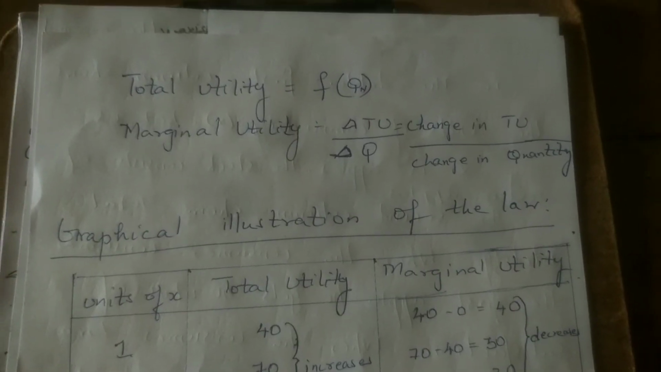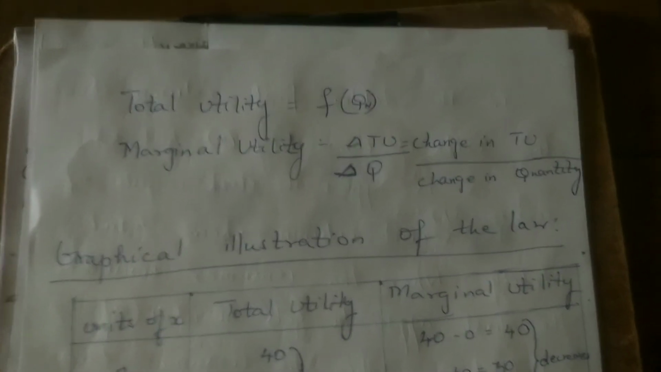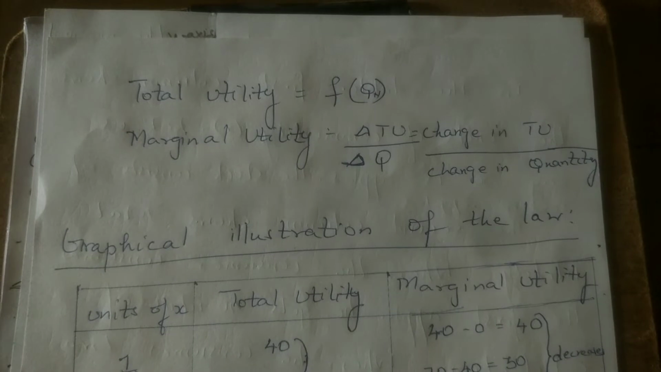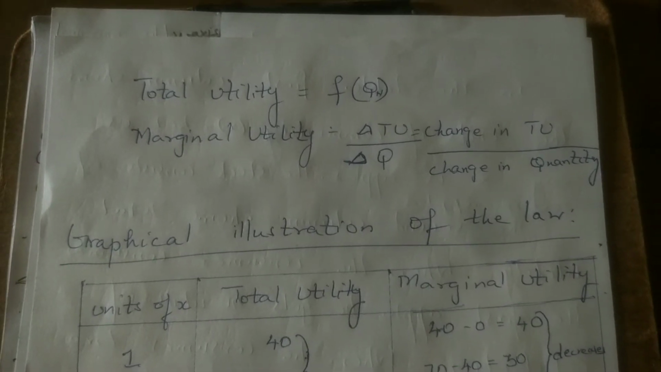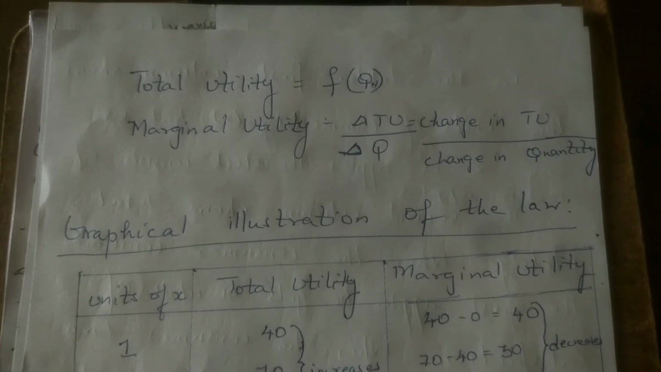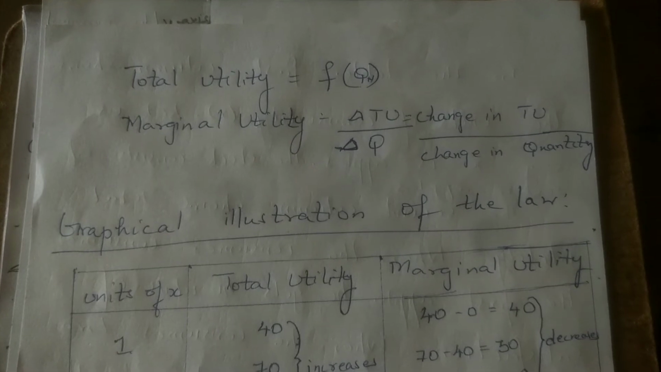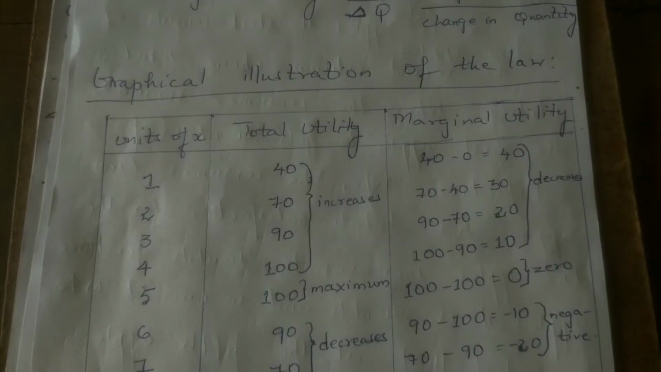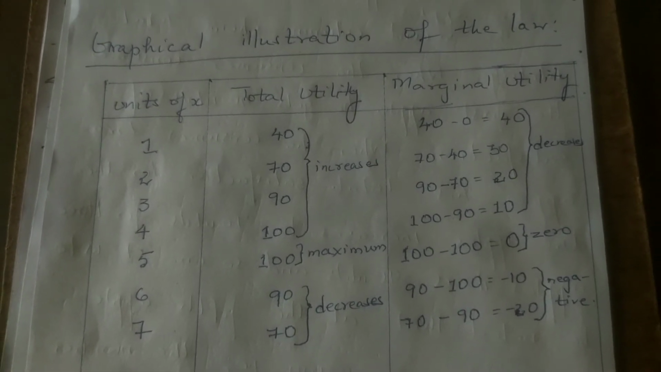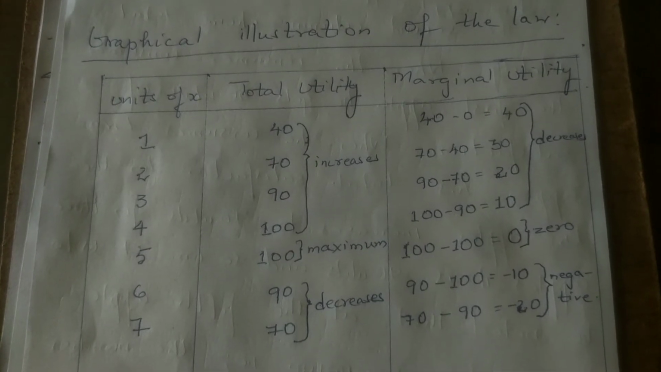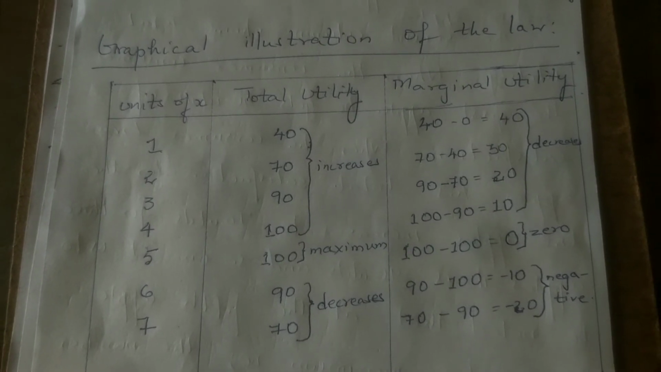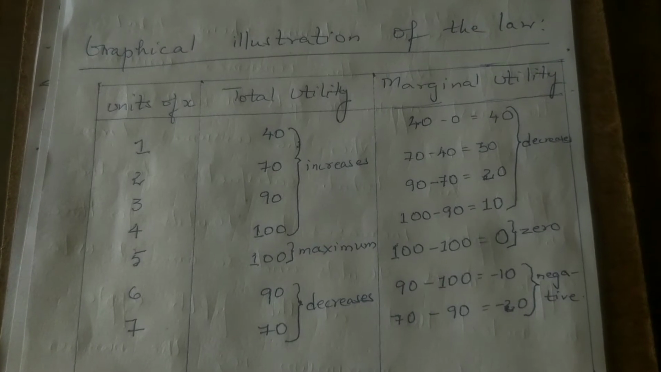Now let us see how TU and MU are represented mathematically. Total utility is a function of the quantity of the commodity, that is, it is f of Qx. Marginal utility is mathematically represented as delta TU by delta Q, which means change in total utility divided by change in quantity. Economic laws can be understood very well and easily with the help of statistics. That is, we take the help of a table and a graph to understand the definition of the law. Now, we take the graphical illustration over here.